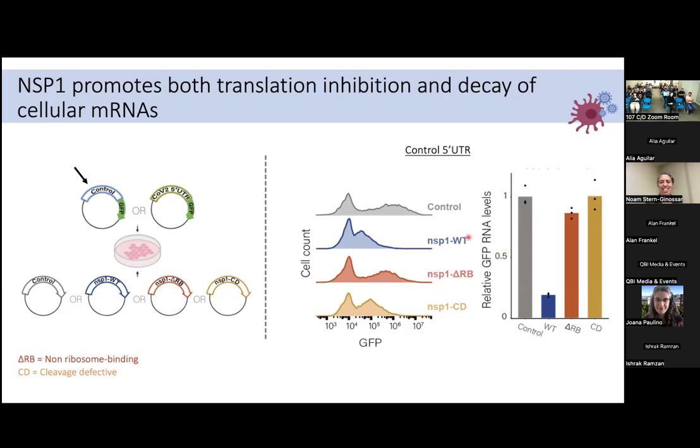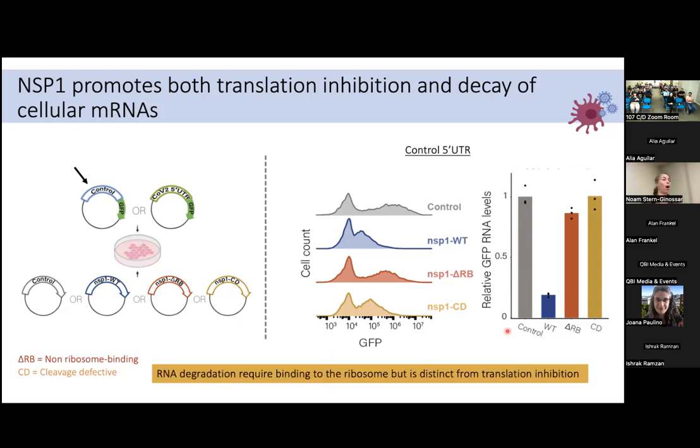But basically, you can see that the wild type reduces the mRNA, but the delta RB doesn't affect the RNA at all. So we know the RNA degradation is dependent on binding to the ribosome. And the delta CD, although it still blocks translation, it doesn't affect the mRNA. So our conclusion from this is that RNA degradation requires ribosome binding, but is likely independent because we can have a mutant that still binds the ribosome, but doesn't cause RNA degradation.